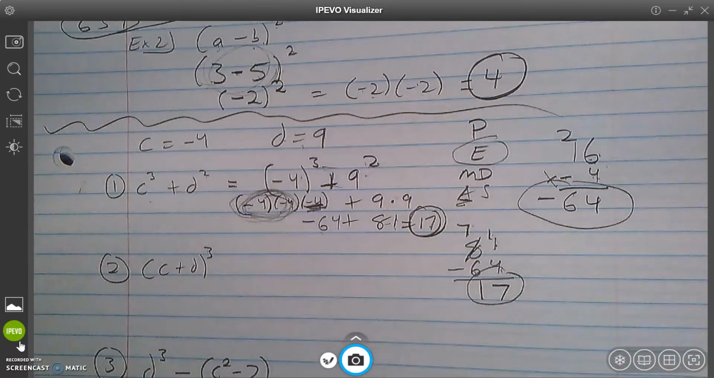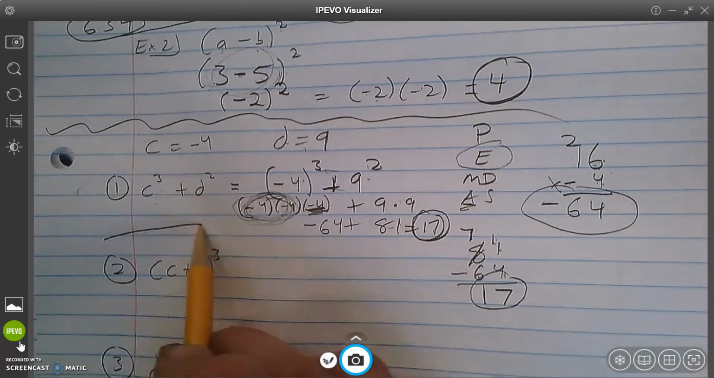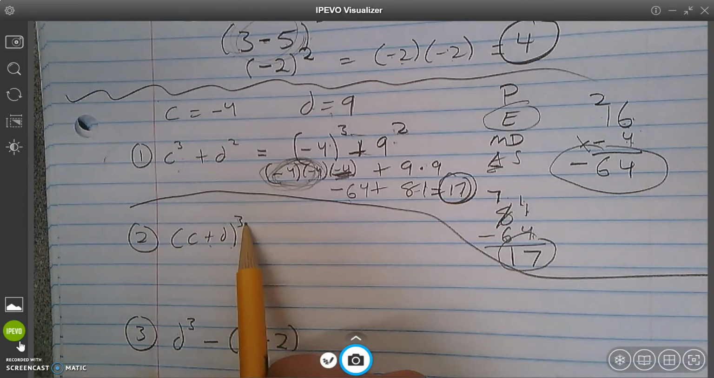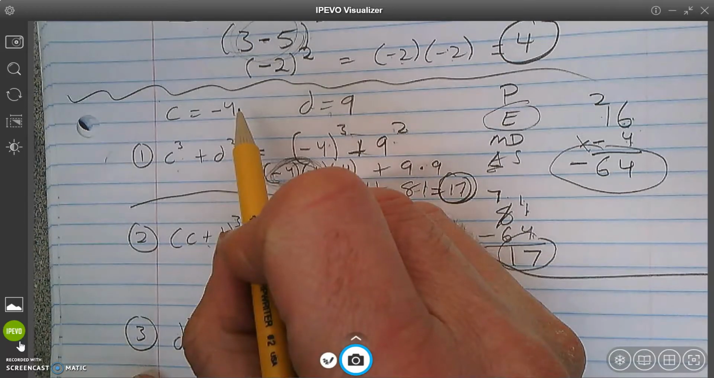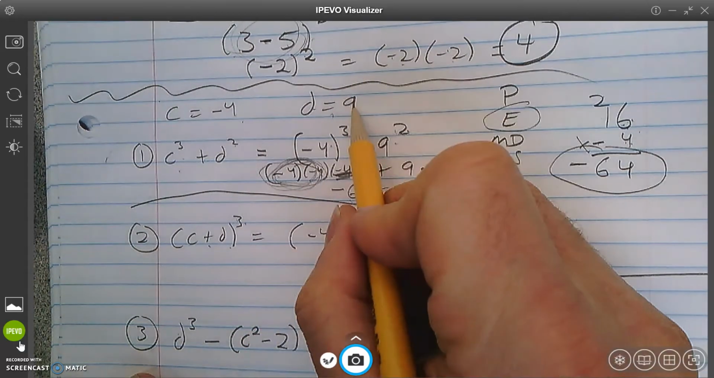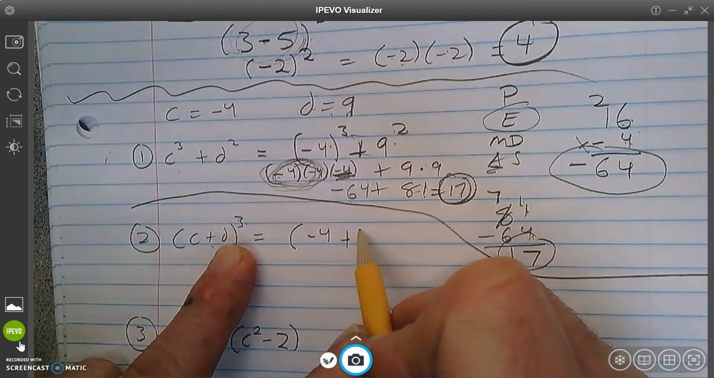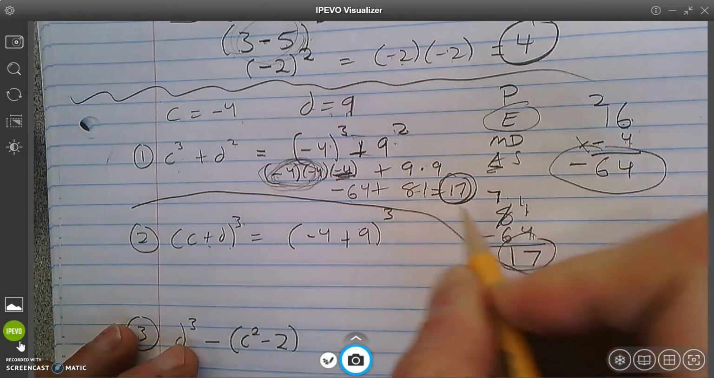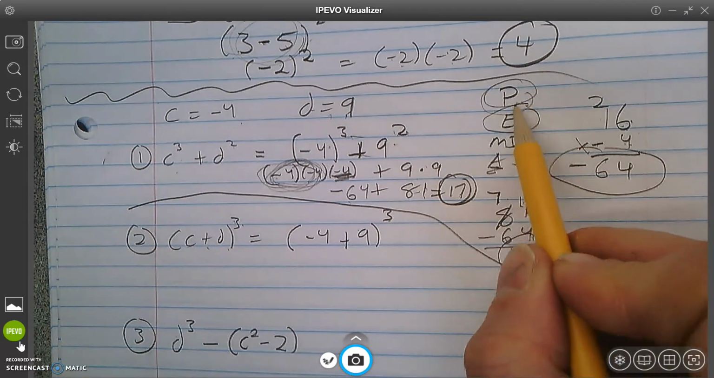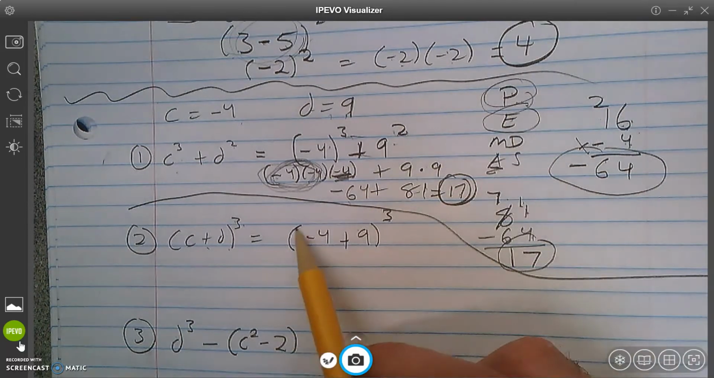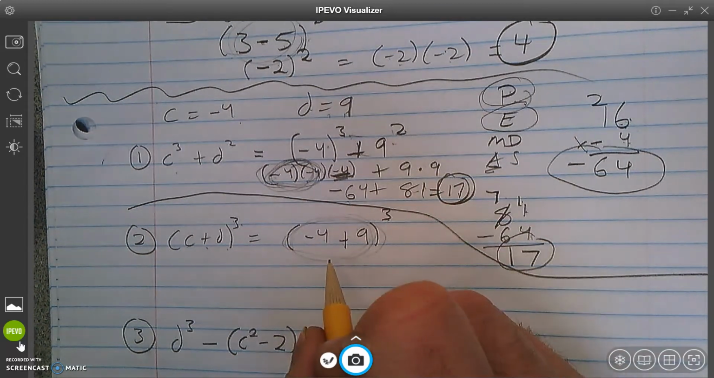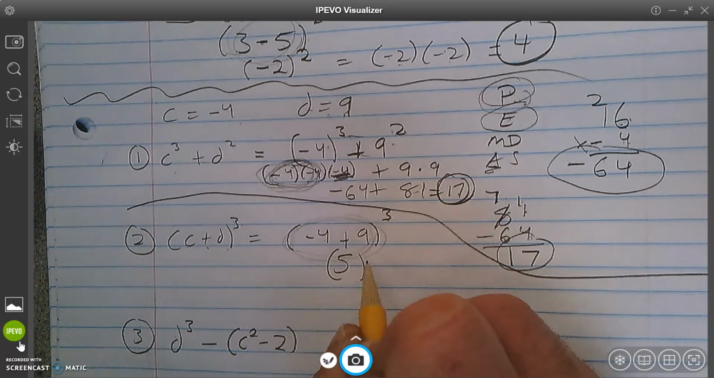Nice. We have time for one more. C plus D, to the third. C is negative 4. D, right here, is 9. All to the third power, or cubed. You can say it's cubed also. So, parentheses first, right? Parentheses and then exponents. I've got to solve what's in the parentheses first. Negative 4 plus 9 is 5.